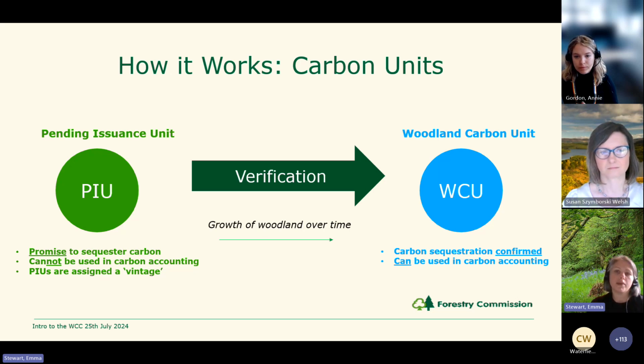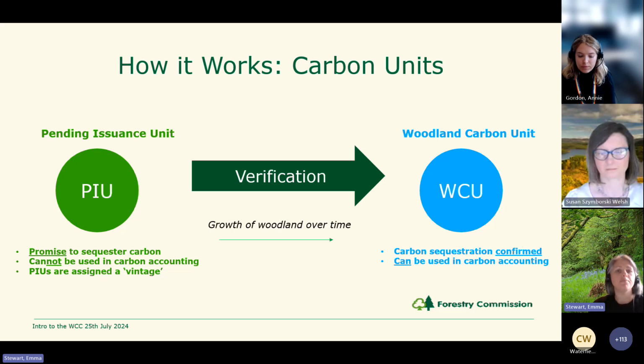So you should think of a PIU as a bit like a promise to sequester carbon at some point in the future, and a buyer can plan to offset their future emissions by buying PIUs now. So every 10 years, you will have to go through a verification process to check the growth of the woodland and check that it's growing as expected, as we modelled in our initial calculations. And that process will confirm whether that tonne of carbon, so that PIU, has been sequestered yet or not.